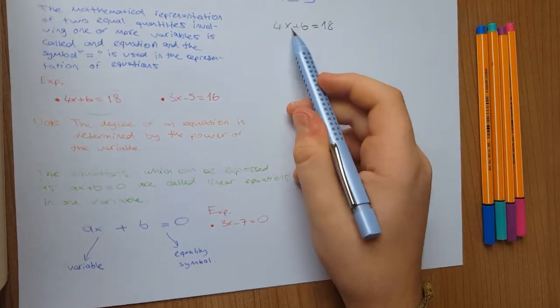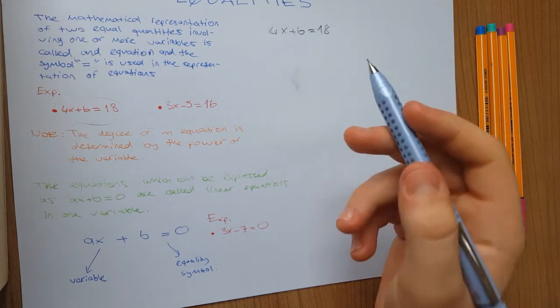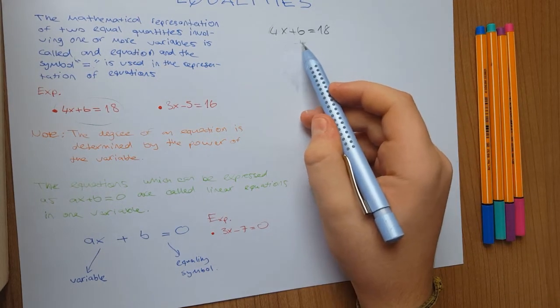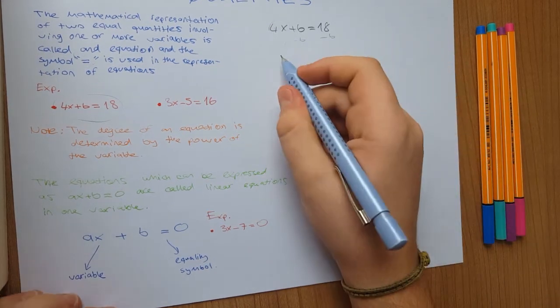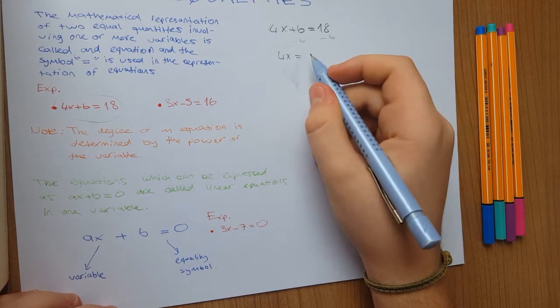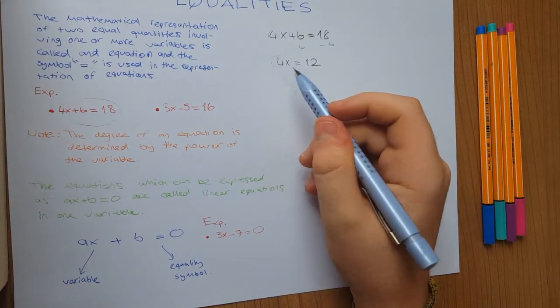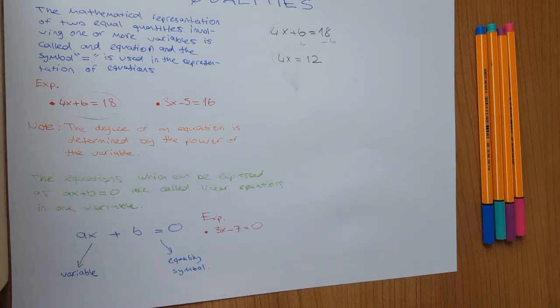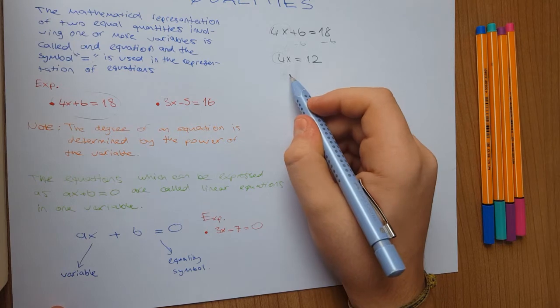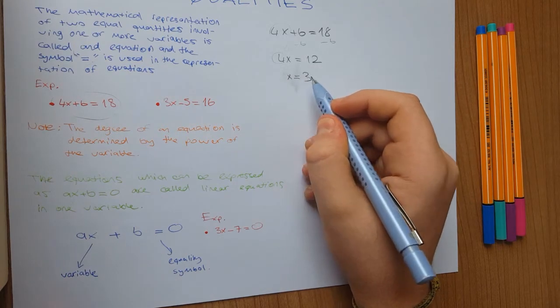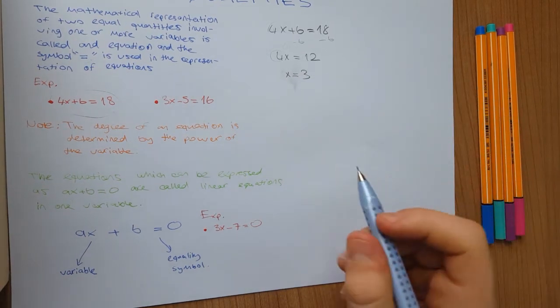We need to leave 4x alone. To do that, we have to subtract 6 from each side. If we do that, we get 4x equals 12. Now, 4 is the coefficient of x. We still have to leave x alone, so we have to divide both sides by 4. When we do that, we get the result, x equals 3.